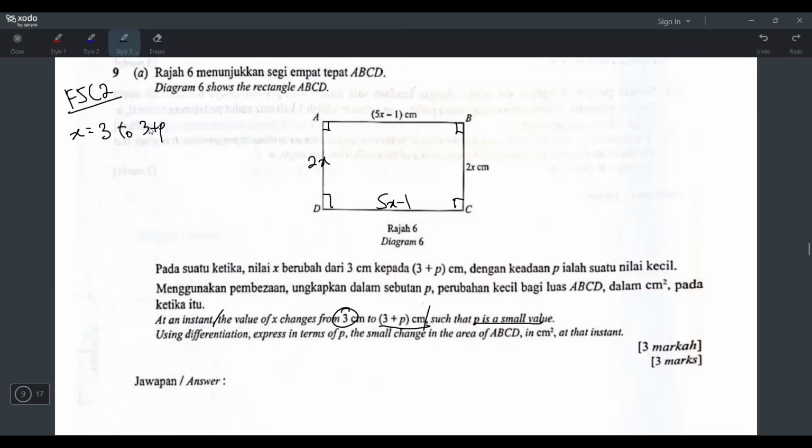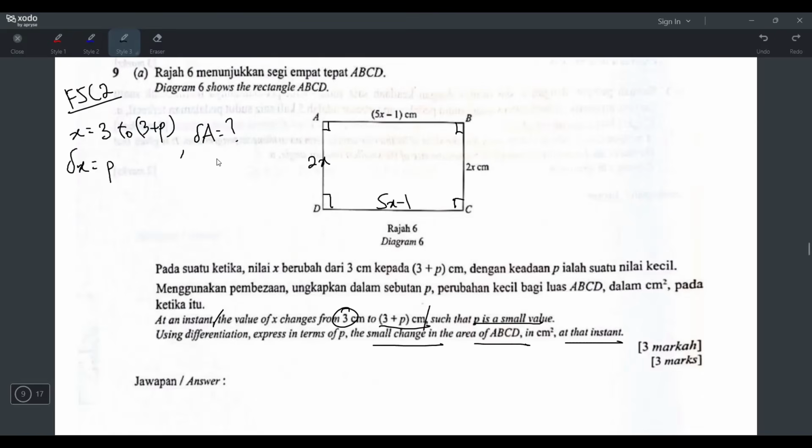So what you can find now is the delta x, the small change in x. You just take the new value minus the old value. 3 plus p minus 3, you get p, right? And they say such that p is a small value. Okay, this one not that important. Using differentiation, express in terms of p the small change in area at that instant. It means they want to find the small change in area. So small change is delta, and then area, I'll just use the big A to represent it. This one is question mark.